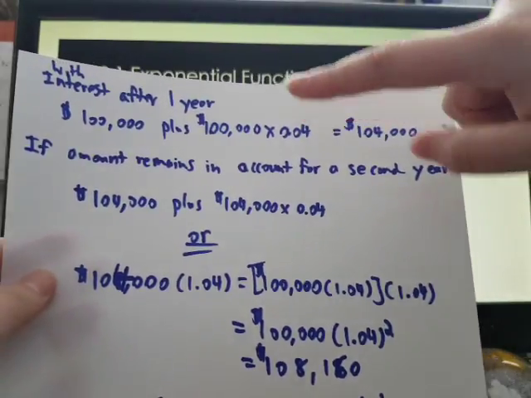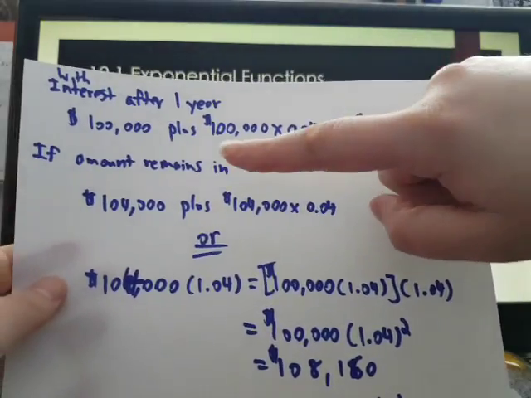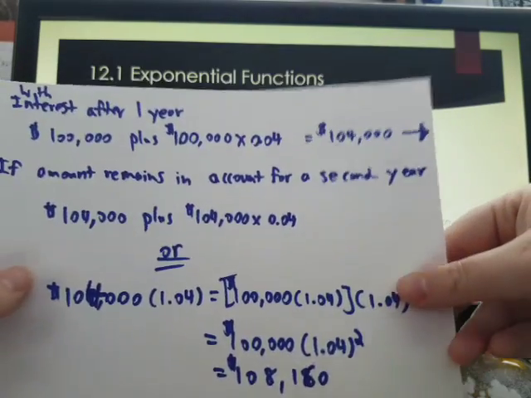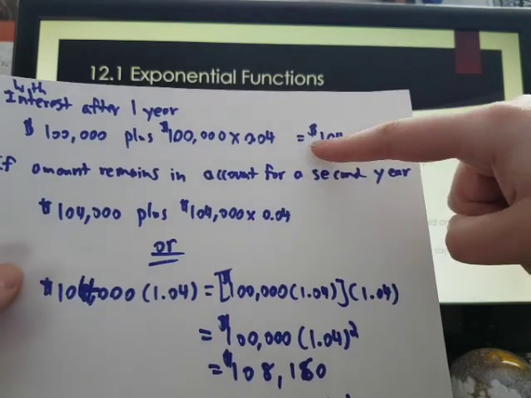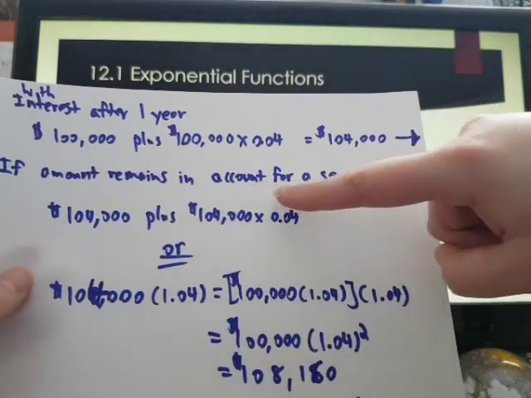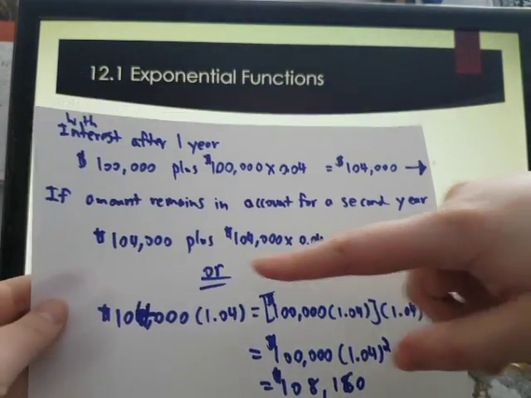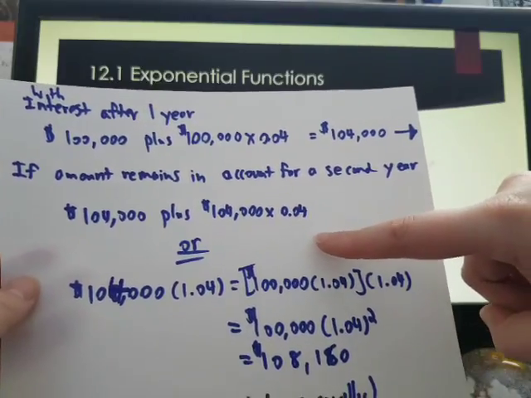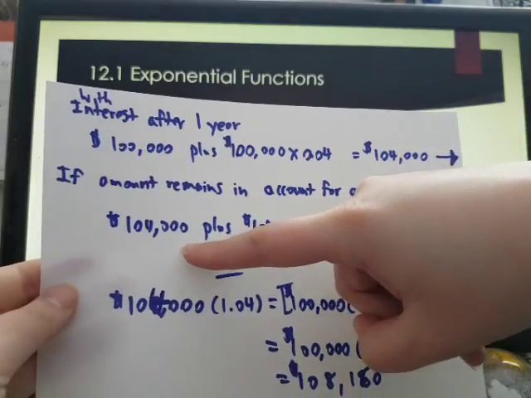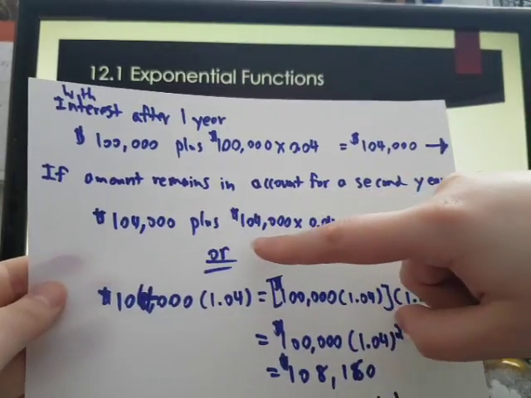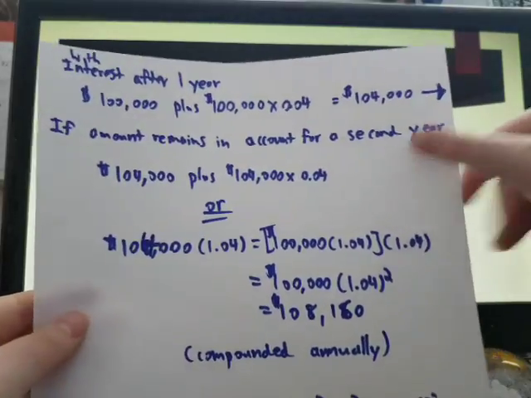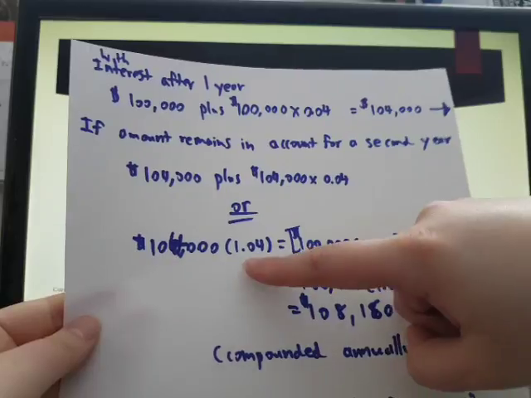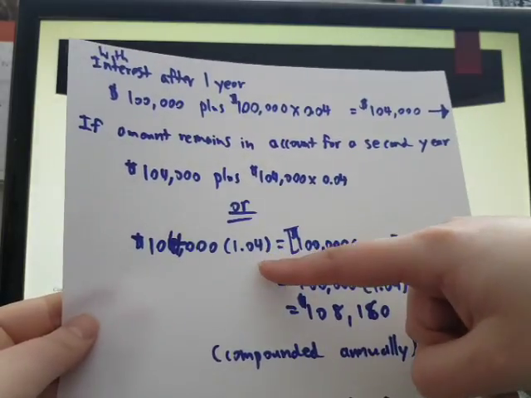So, like we said, if it's in the account for 1 year, you end up with 100,000 plus 100,000 times 0.04, or 100,000 times 1.04, as we just saw. So you end up with 104,000. If the amount remains in the account for a second year, and this is what I was talking about earlier, you get 104,000 plus 104,000 times 0.04. So you're not only keeping the 104,000 that you gained in the first year, but you're also getting interest on top of that. So you end up getting basically 104,000 times 1.04 again. So it's multiplied by that interest rate again.